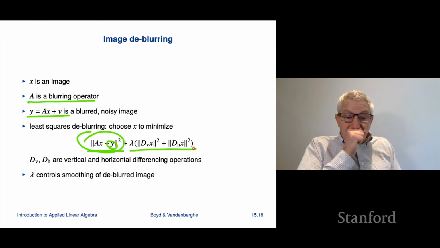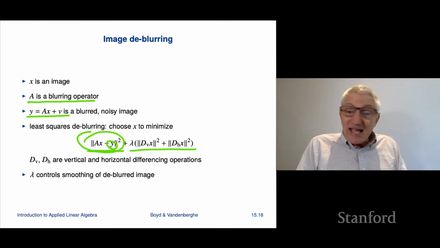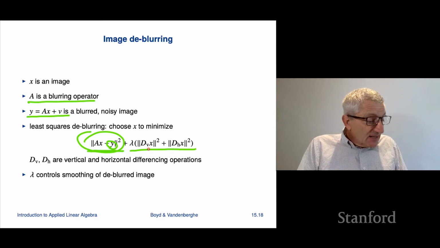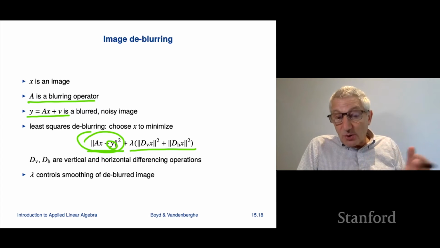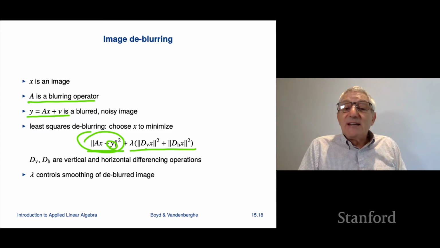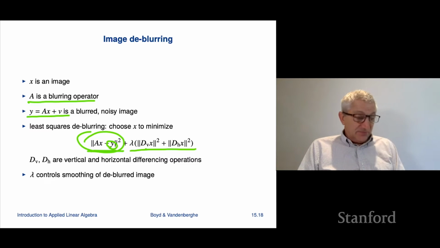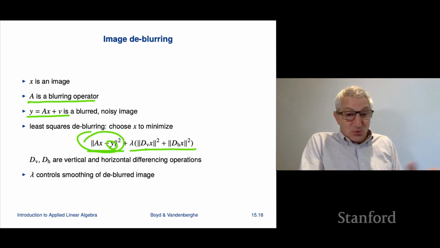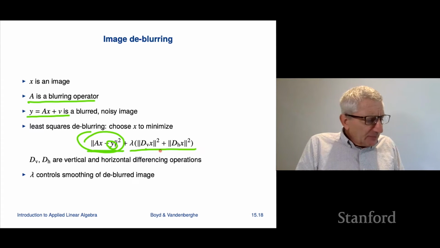The second term is regularization. It's the Dirichlet energy. In this case, for an image, it's a sum of two norm squareds. These are gigantic matrices, super sparse by the way, Dv and Dh for vertical and horizontal. They give you the horizontal and vertical differences for an image. So this is really big, but the idea is we can solve it. It's also super sparse.